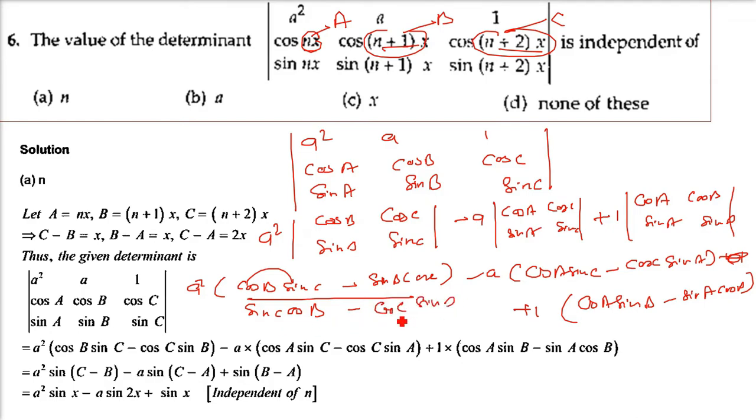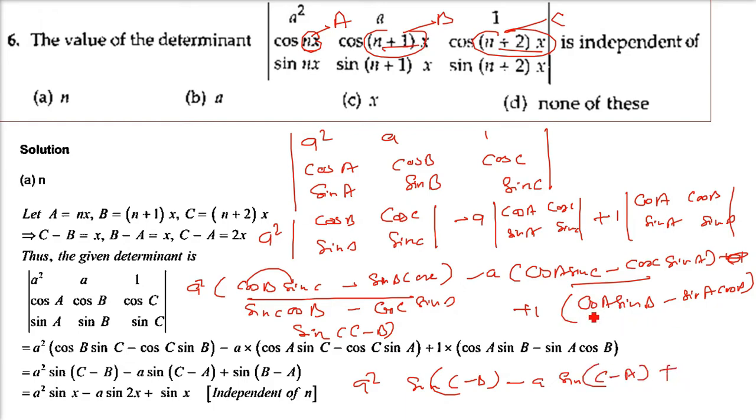Please remember. Since we have B and C here, you can write it as sin(C minus B). So A square sin(C minus B). The second one will be minus A sin(C minus A). This is sin(C minus A) plus sin(B minus A). So sin(B minus A). Okay.